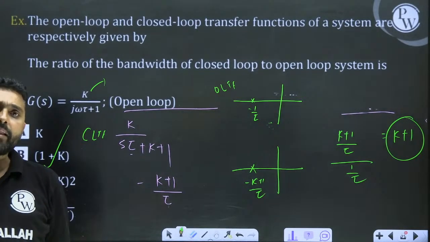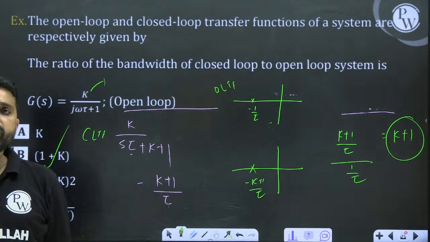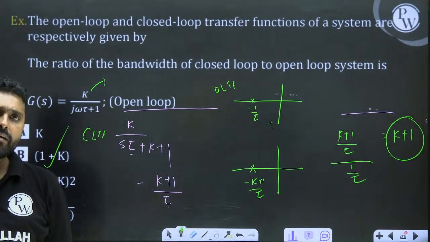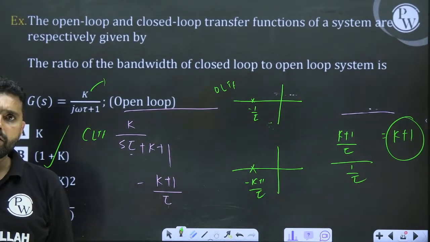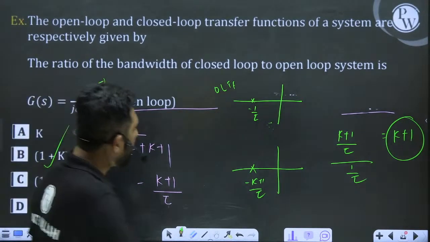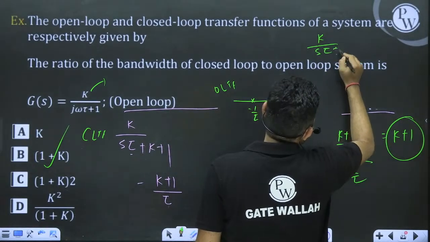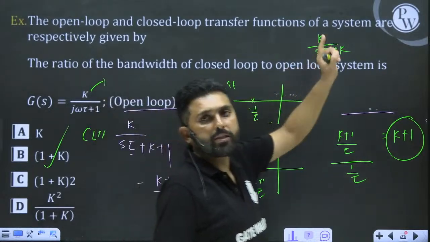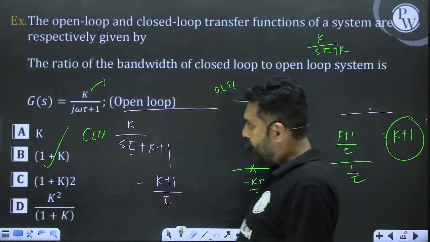So you remember in the first order, what is the bandwidth? Bandwidth was just a pole. Was bandwidth just a pole or not? बोलो भाई. In the first order, we derived today that bandwidth was just a pole. K by s tau plus k, the pole location was the bandwidth. So the pole location is k plus 1. So in that case, B is the answer.